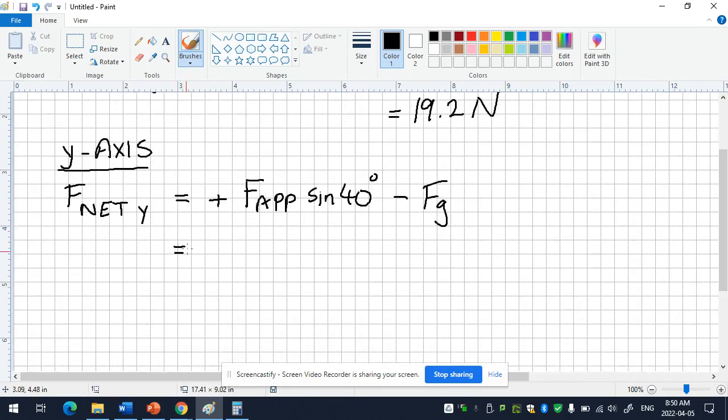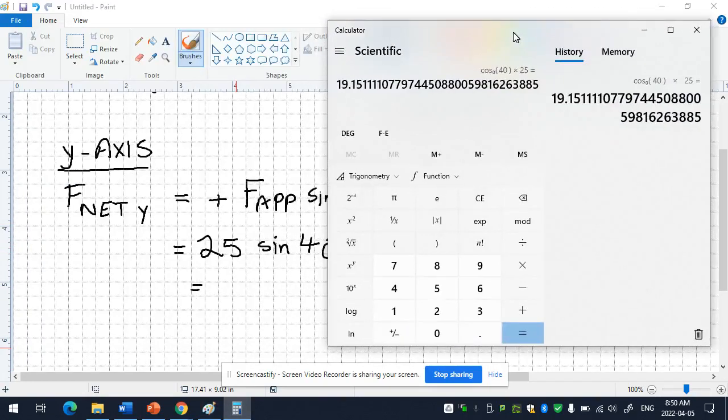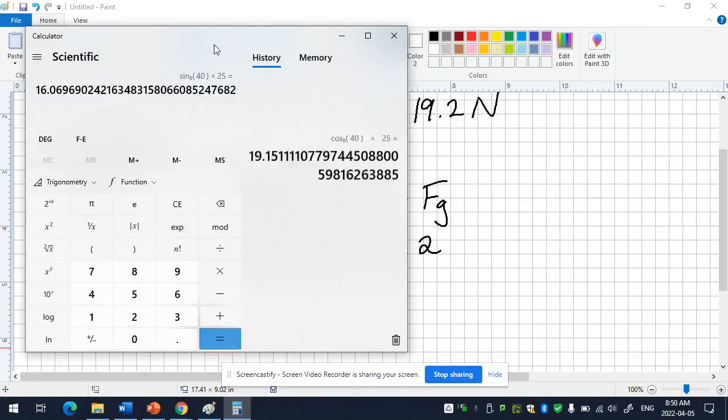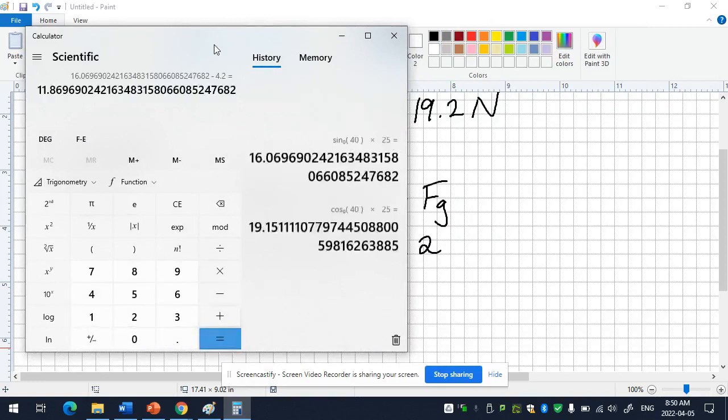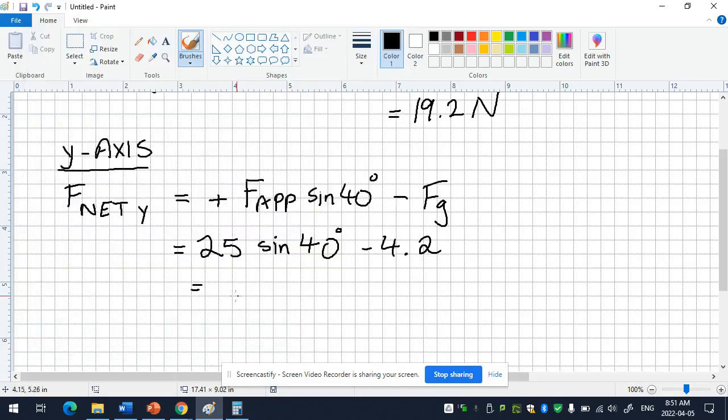All right, let's do this. 25 sine of 40 minus 4.2, which is equal to, let's do it in one shot. Sine of 40. So 40 trig sine times 25. Subtract 4.2. Yep, I told you. The upper one is going to win. That's why our answer came out to be positive, because we chose positive to point up. All right, what is this to 3 sig figs? 11.86 becomes 11.9. Yep, 11.9.